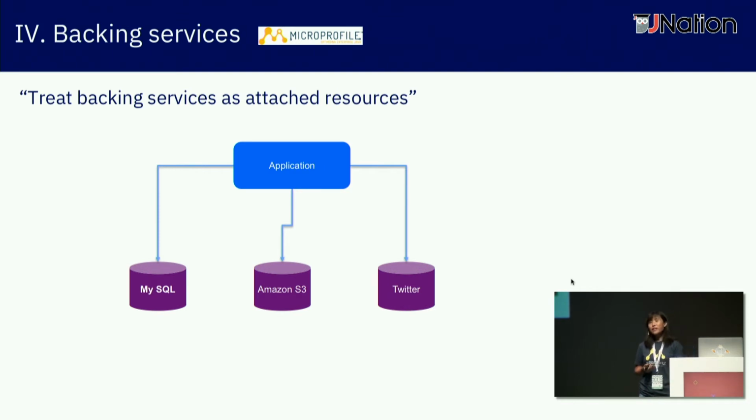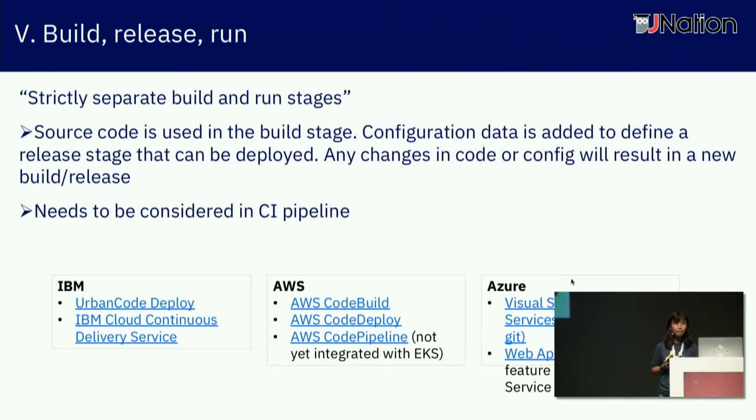For the backend services, you should treat them as attached resources, so you can easily swap them out. For example, you have an attached resource to Twitter, or maybe you don't want Twitter anymore. You can easily slot in Facebook, for example. So it's very flexible. You can configure this external service as well using the config, so you can directly configure a different backend.